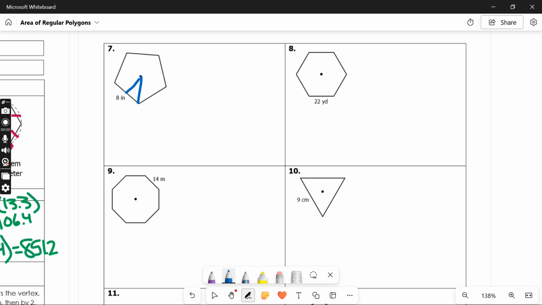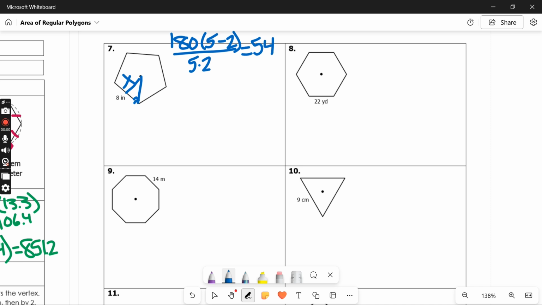It'll start out the same. So we're still going to find that angle first. That's going to be this angle right here, because this is what we're looking for. So we're still going to start by doing the 180 times 5 minus 2 over 5 times 2. Okay, and that tells me my angle is 54.